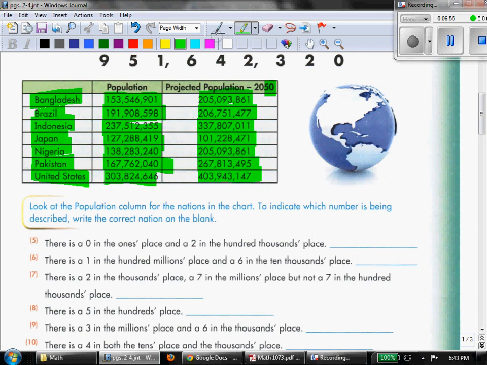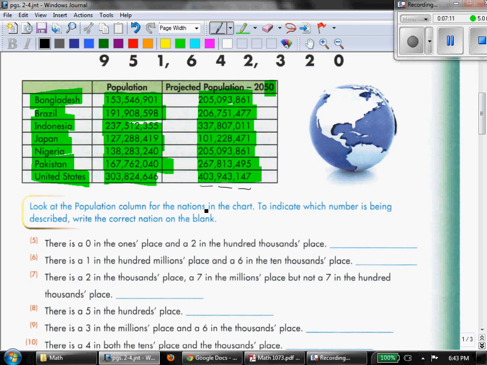How would you read this number? Let's see if you remembered what you learned earlier. You go 403, don't say and, I made a mistake. 403,943,147. That's how you read that number.